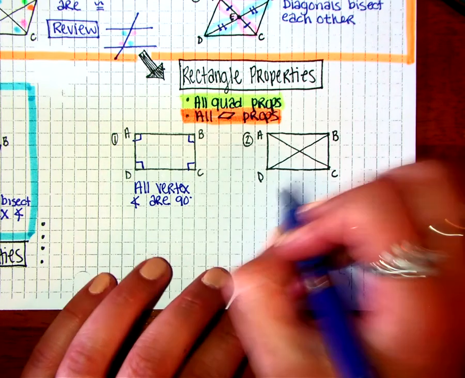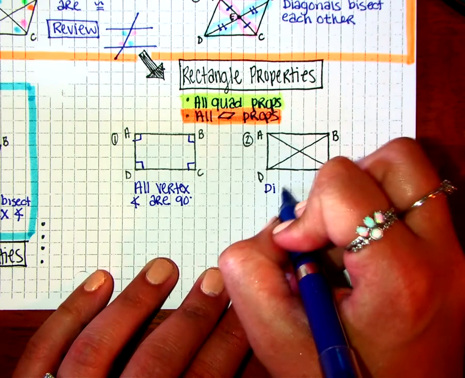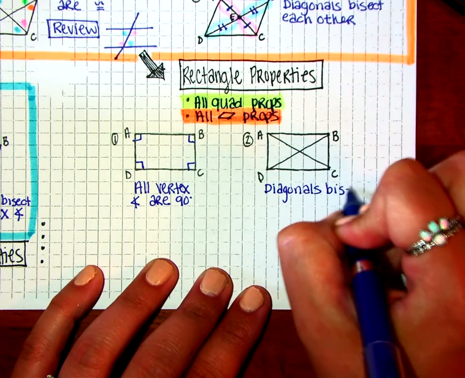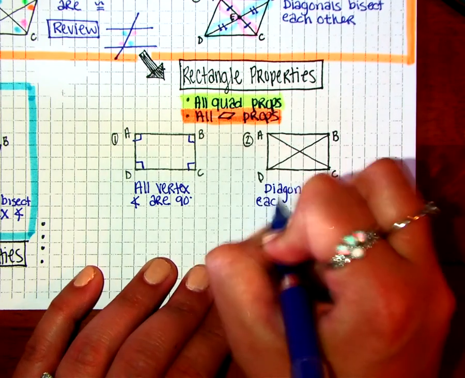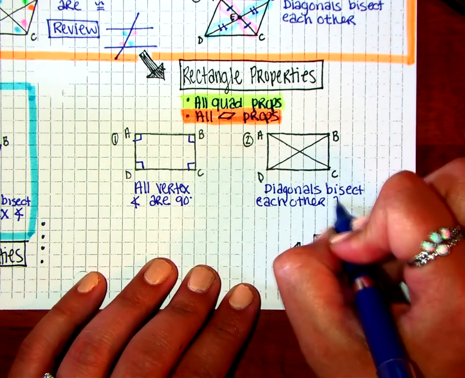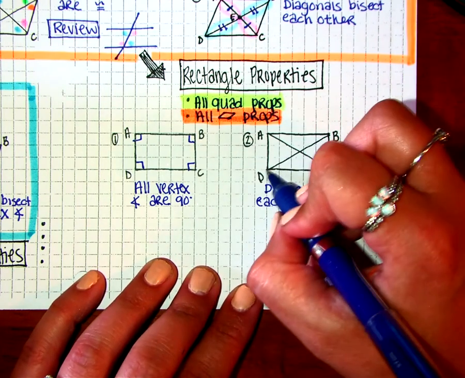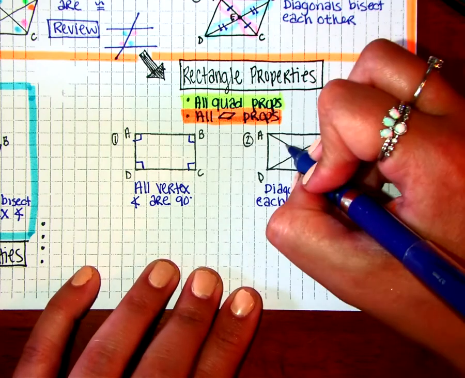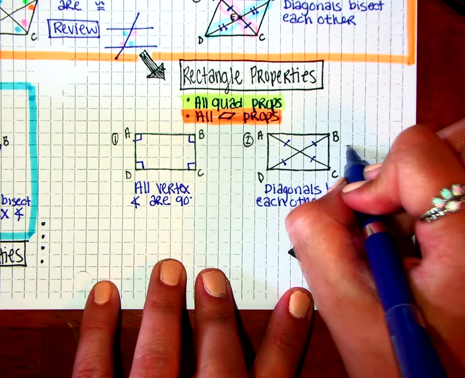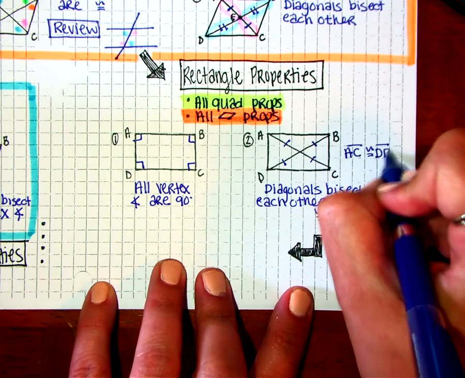The last one is that the diagonals bisect each other and are congruent. So they bisect each other, which is a parallelogram property, and are congruent, which means DB and AC are equal, but also all of these are equal. So segment AB or AC is congruent to segment DB.